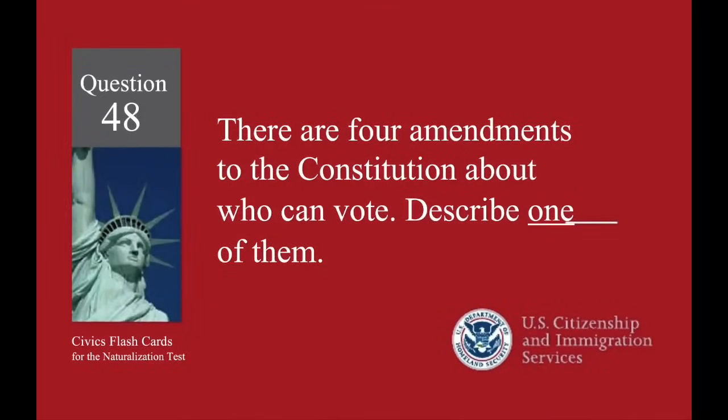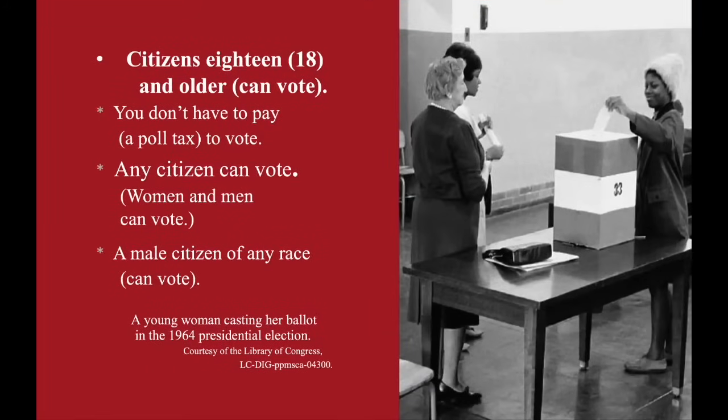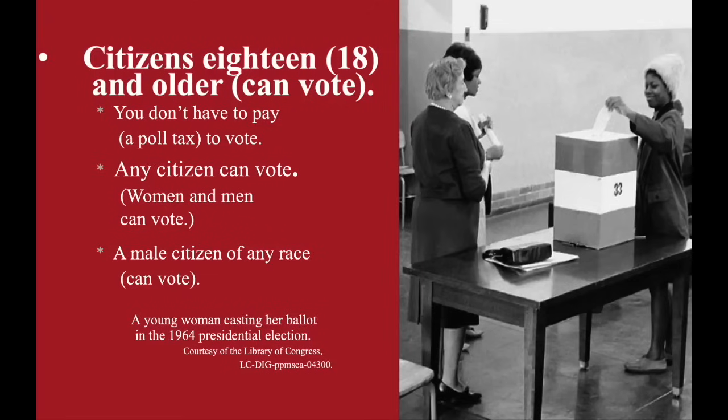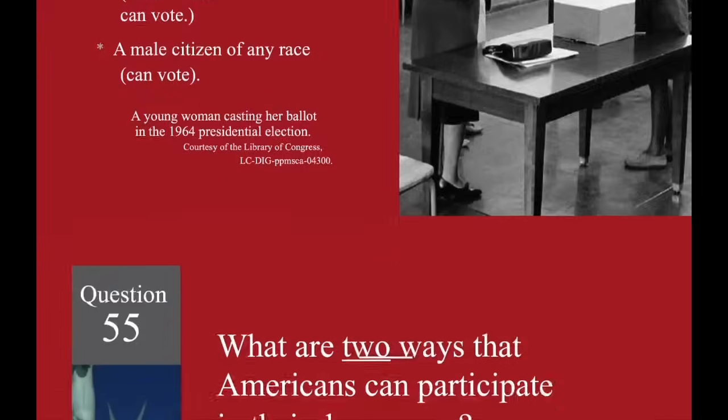There are four amendments to the Constitution about who can vote. Describe one of them. Citizens 18 and older can vote.